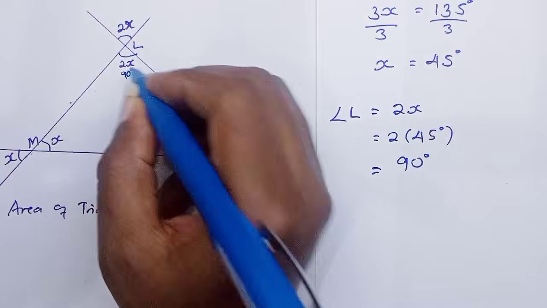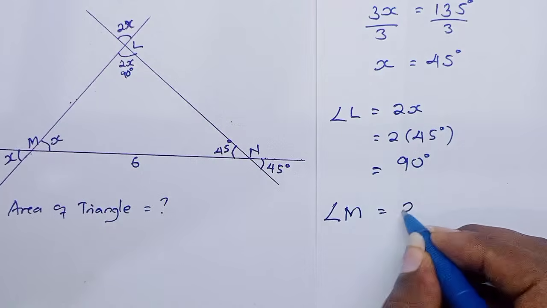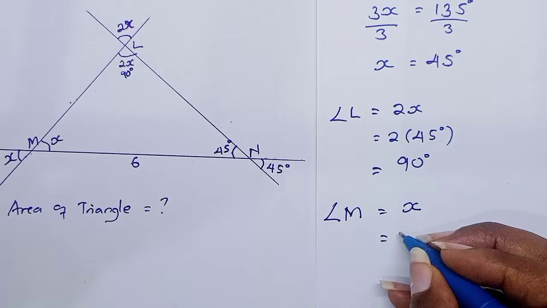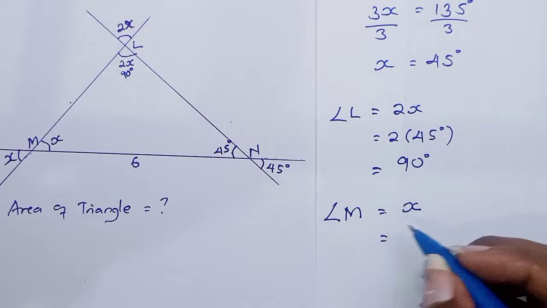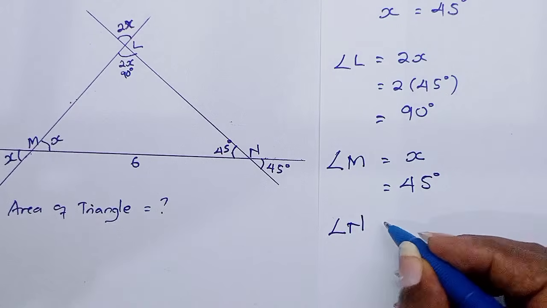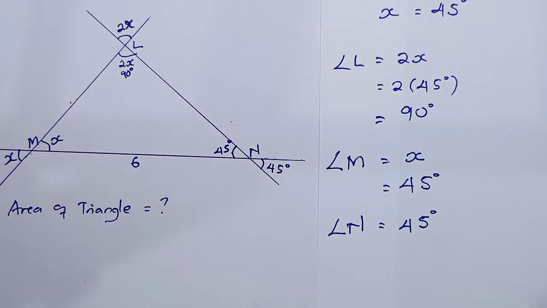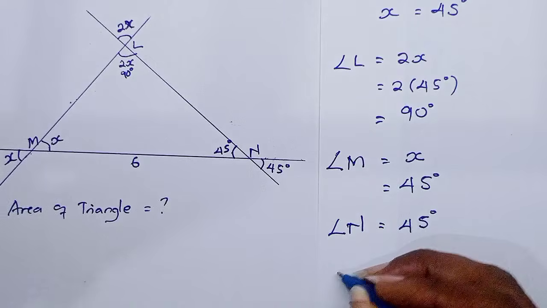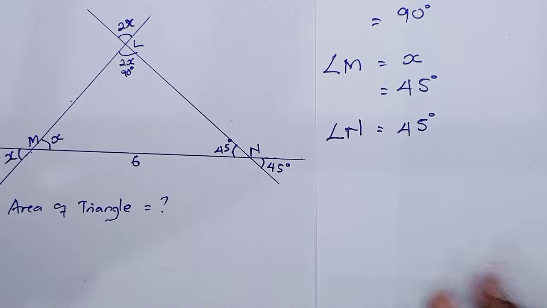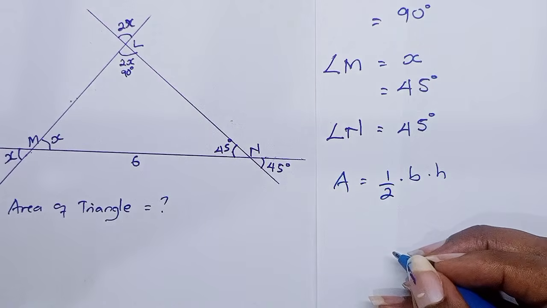Okay. Then angle M is equal to x. So it is equal to, and x we got as 45 degrees. Then angle N is 45 degrees. So now that we found the value of the angles, we can go ahead and find the area of the triangle LMN. Okay, we know that area of a triangle is equal to a half times base times height.